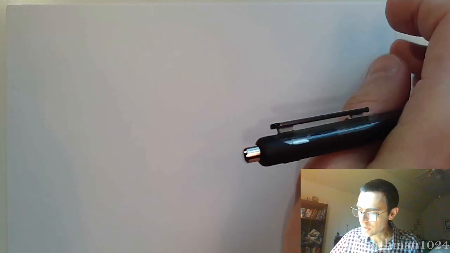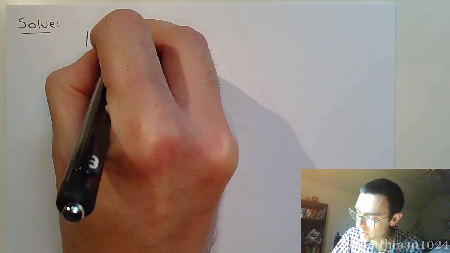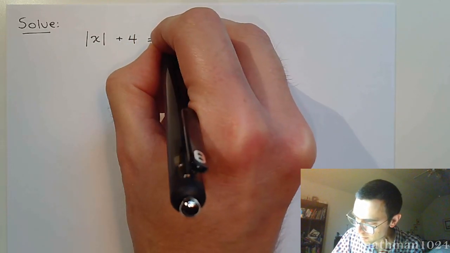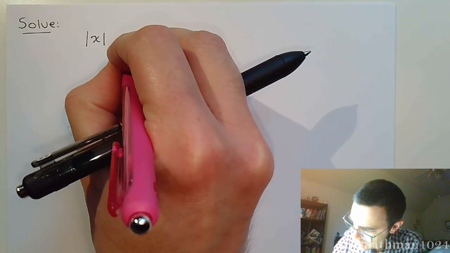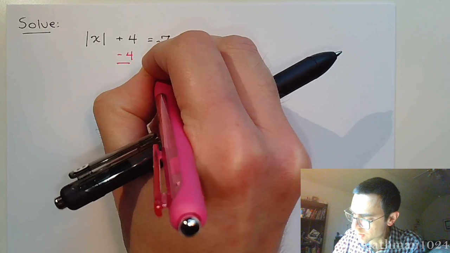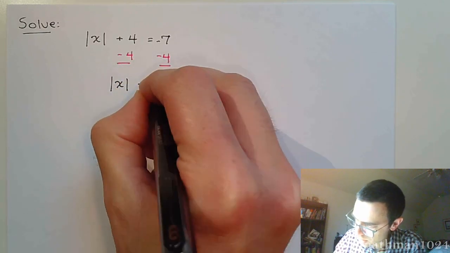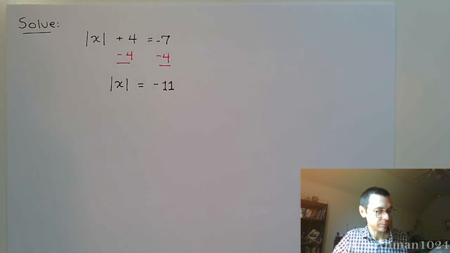Sometimes, though, we get tricked a little bit. So you have to make sure that you are paying very close attention to the situation. If I do this and I say solve the equation, the absolute value of x plus 4 equals negative 7. Well, you want to get the absolute value by itself first. So we would subtract 4 on both sides. Alright, so the absolute value of x is equal to negative 11. So now we have a problem.